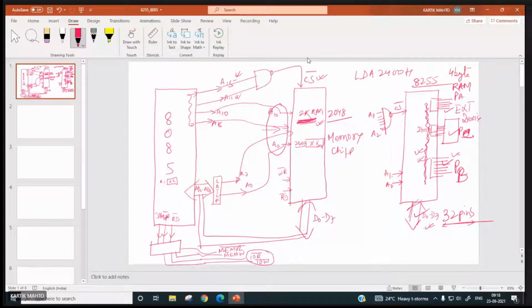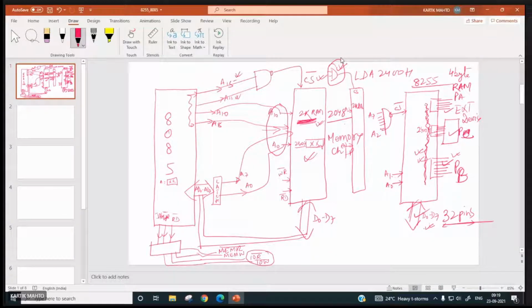Similarly, A2 to A7 will be properly decoded and it will be used for chip select. Now, if you want to expand your RAM, you have to connect another RAM chip, no? Another 2K RAM you can connect. And here also A0 to A7, A10 will be pins. But A11 to A15 will be properly decoded in order to get the chip select over here. So this decoder will produce a unique address which is not going to be similar to the first RAM, no?